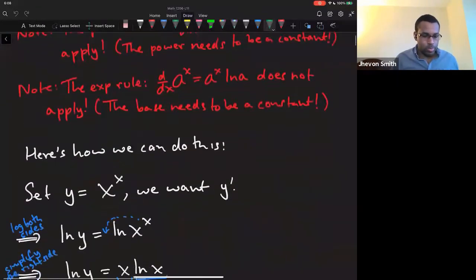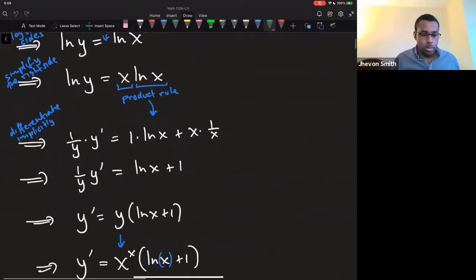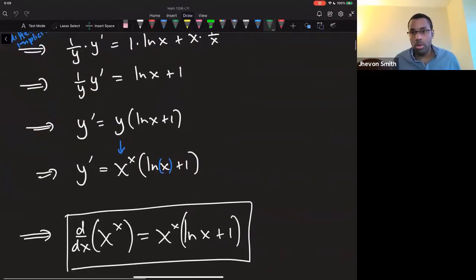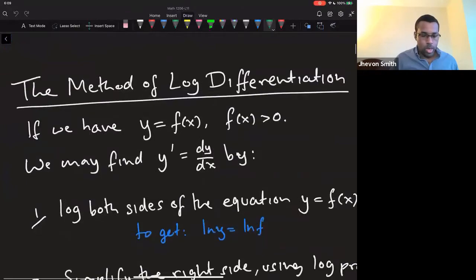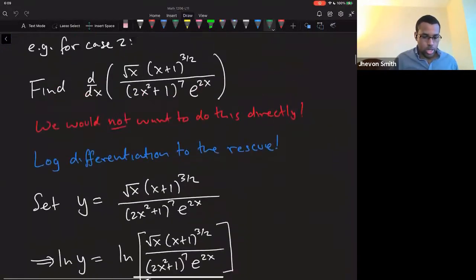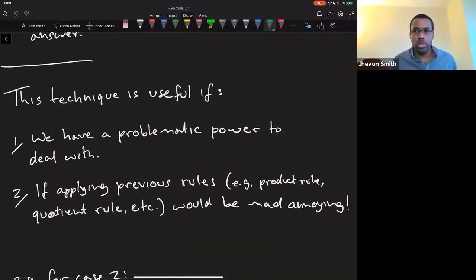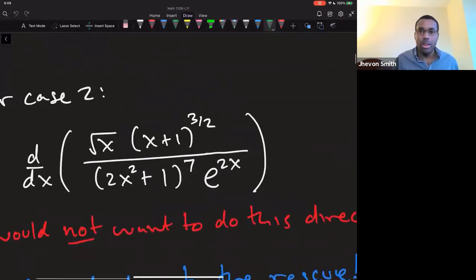So what we can do is set some variable equal to that function. We can log both sides, we can simplify, and then we can perform implicit differentiation to solve for the derivative. And I wrote out the steps here. I also mentioned that log differentiation is useful in two situations. If you have a complicated power, or sometimes if you just have a complicated expression where doing the product rule and quotient rule and all that stuff would be really annoying, like this one, right?